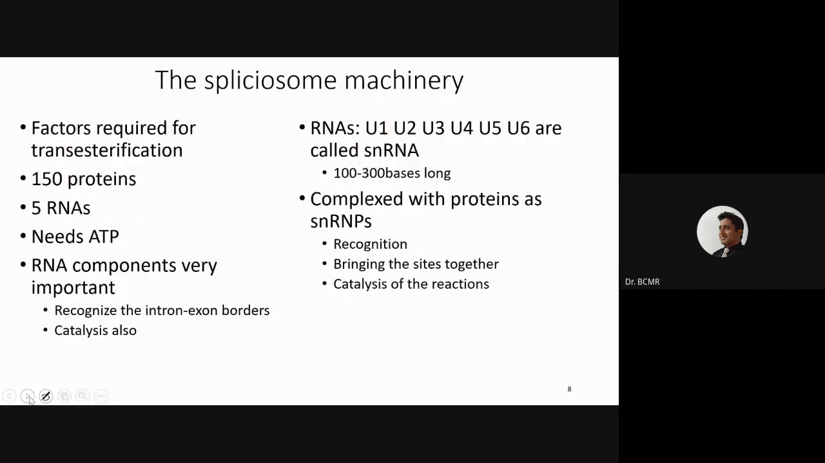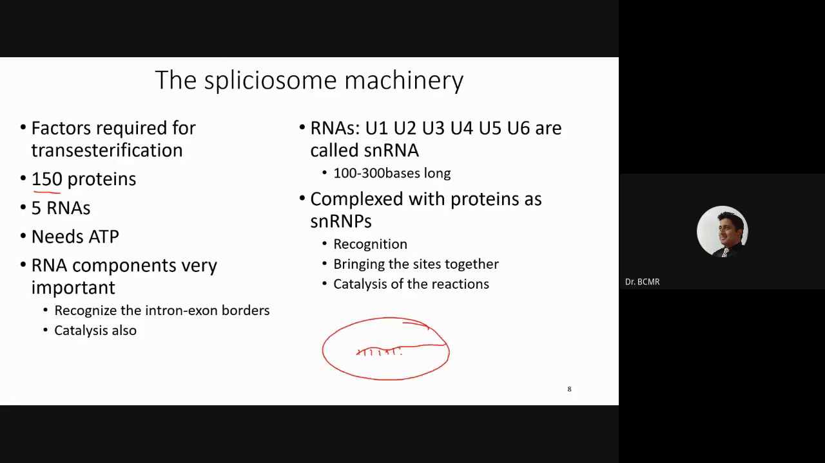So the spliceosome machinery has many components. We will see them in the later slides. There are more than 150 proteins. There are 5 different types of RNA. It requires a lot of energy to mediate the reactions, or the transesterification reactions. And in all of these, they form ribonucleoproteins. Okay. So that means you have the RNA component and a protein component.